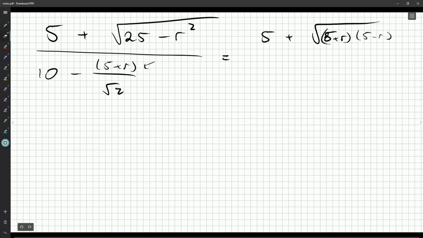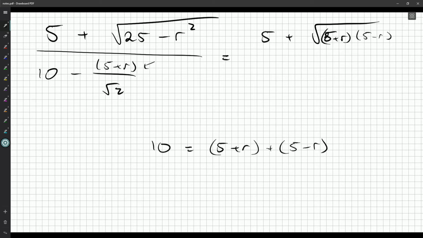And 10 is 5 plus r plus 5 minus r. Coincidence? I think so, but anyway, I can't think of a decent way to maximize this, unfortunately. I mean, I can think of ways to do it, like calculus, but you definitely don't need calculus on this sort of math contest.